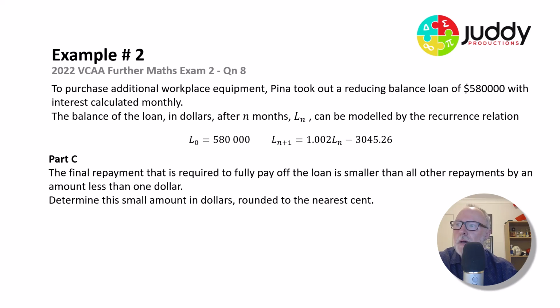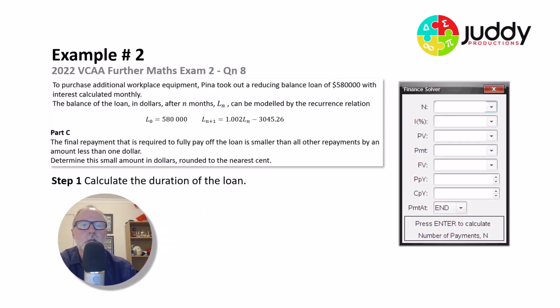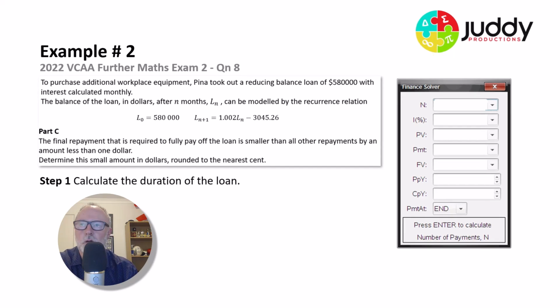Part C, the final repayment that is required to fully pay off this loan is smaller than all the other repayments by an amount less than $1. Determine this small amount in dollars rounded to the nearest cent. So step 1, we want to calculate the duration of the loan. That is how many months this will go for.